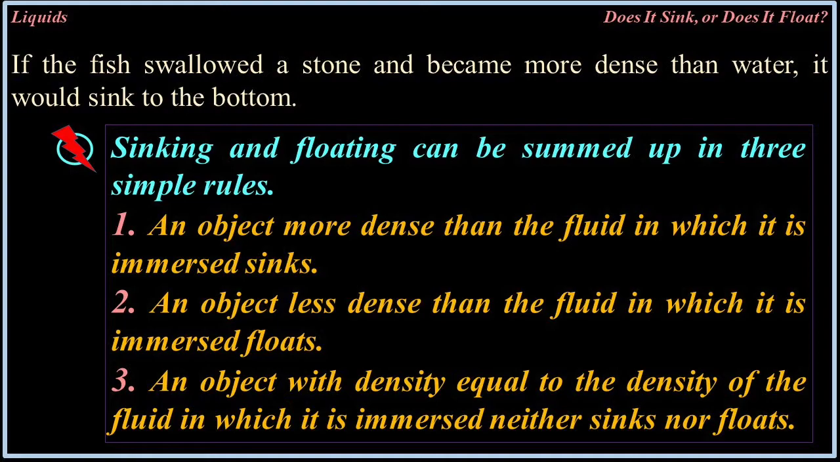Sinking and floating can be summed up in three simple rules. An object more dense than the fluid in which it is immersed sinks. An object less dense than the fluid in which it is immersed floats. An object with density equal to the density of the fluid in which it is immersed neither sinks nor floats.